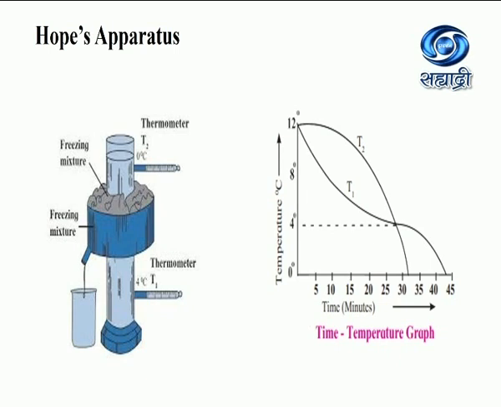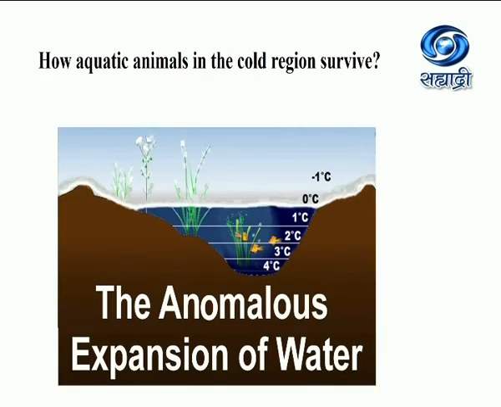When the temperature of water starts decreasing below 4 degrees Celsius, its volume increases and density decreases. Therefore, it moves in the upward direction and T2 decreases rapidly to 0 degrees Celsius. The temperature T1 remains at 4 degrees Celsius for some time and then decreases slowly to 0 degrees Celsius. Anomalous expansion of water plays an important role in preserving aquatic life in regions of cold climate.